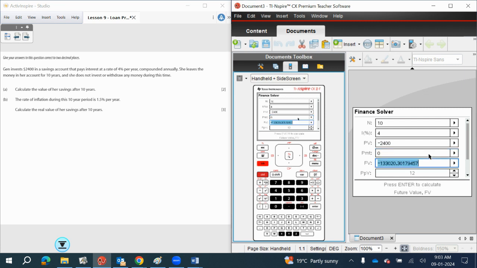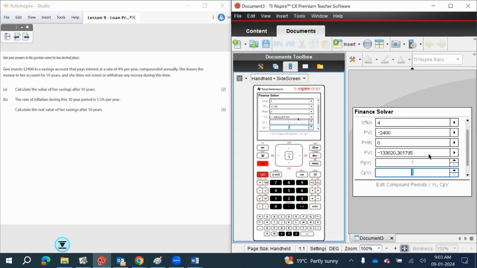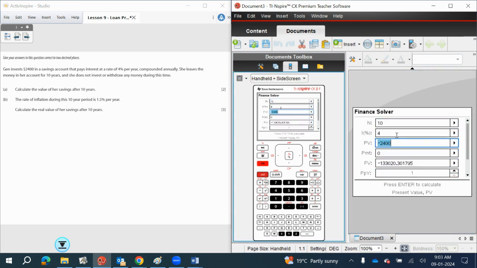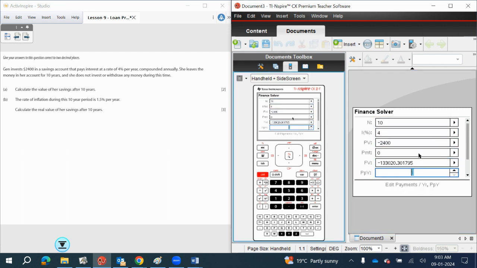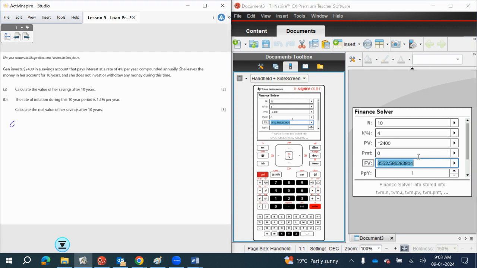Future value is what we want to calculate. What's the compounding period? Annually. So we want one payment and one compounding period, and then we wish to calculate the future value. So for A, the future value is 3552.59.